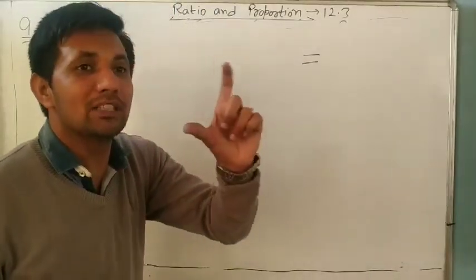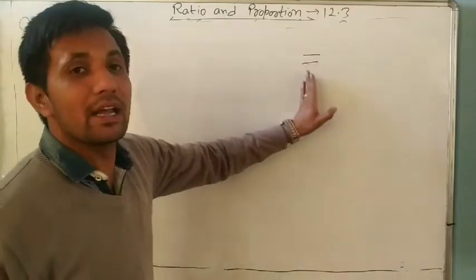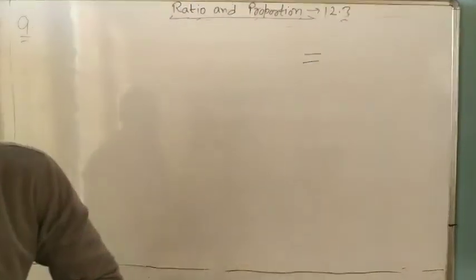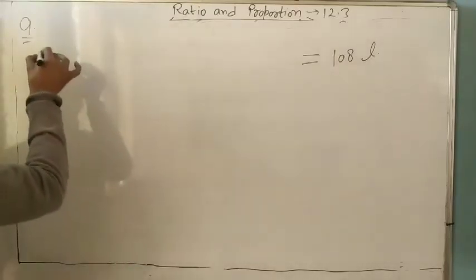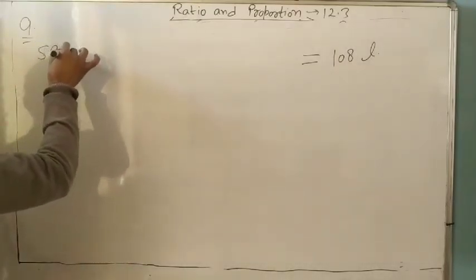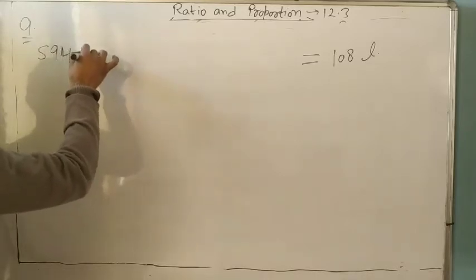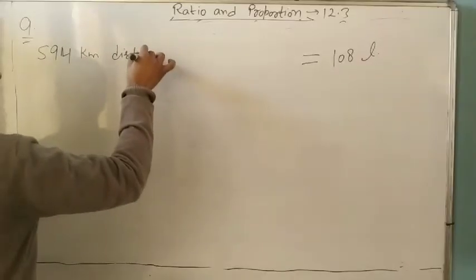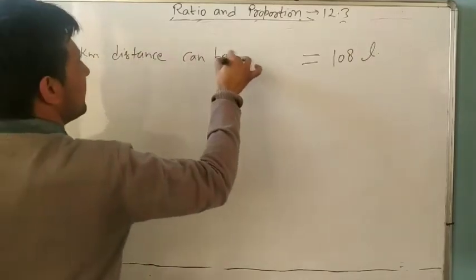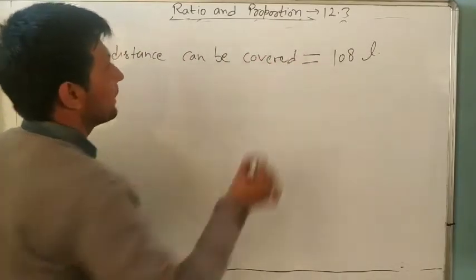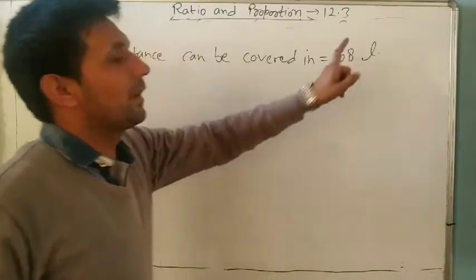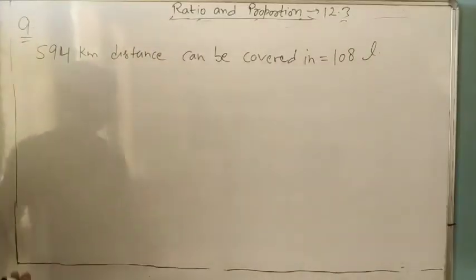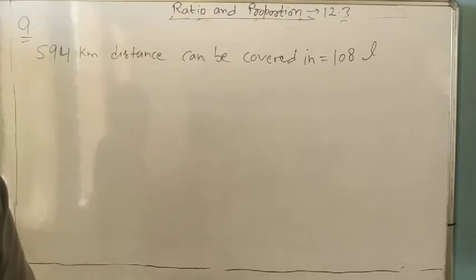So we want to find how much diesel is needed. So diesel we will write after the equal sign. How much? Very simple thing. So you can write: 594 kilometer distance can be covered in 108 liters.